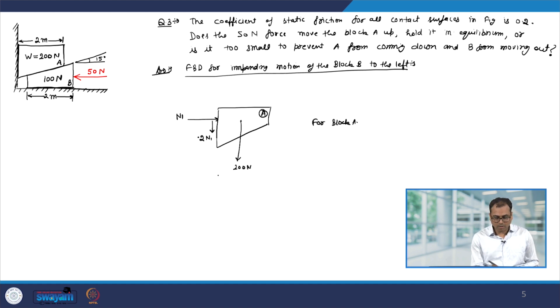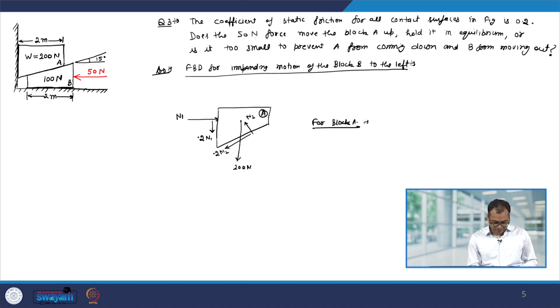and when the block B is going to move in, the reaction force on it will be upward, therefore, on block A it will be downwards. So, this is how the frictional force on block A is going to act. Let us say its normal force is N2. Therefore, this will be 0.2 times N2.